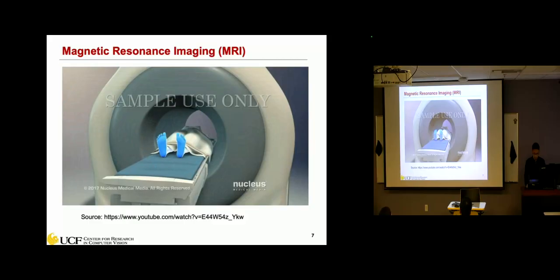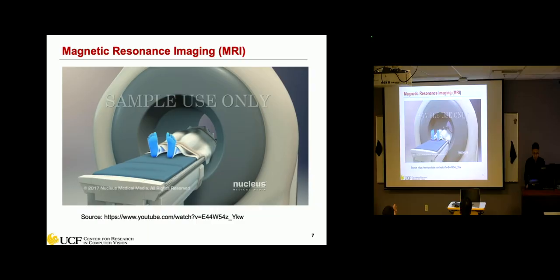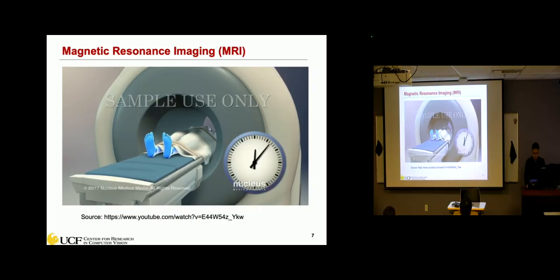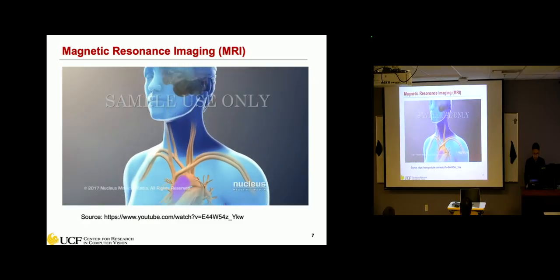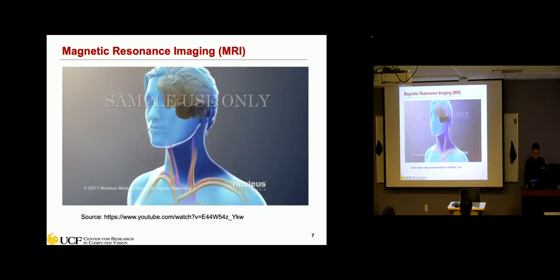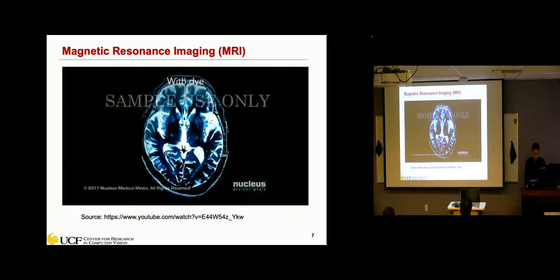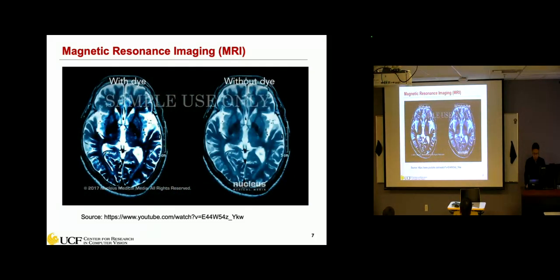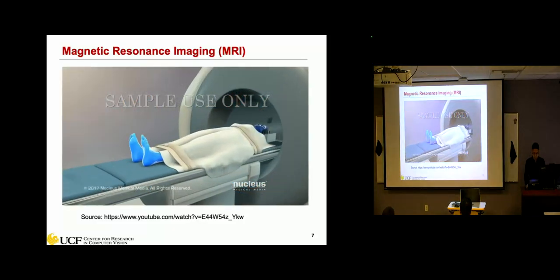During the scan, you will have to stay very still so the images will be clear. You may be asked to hold your breath for a short time. MRIs may take 30 to 45 minutes or longer to complete. In some cases, you may get contrast dye with your MRI. The dye helps make clearer pictures. After the MRI, you can resume your normal activities.